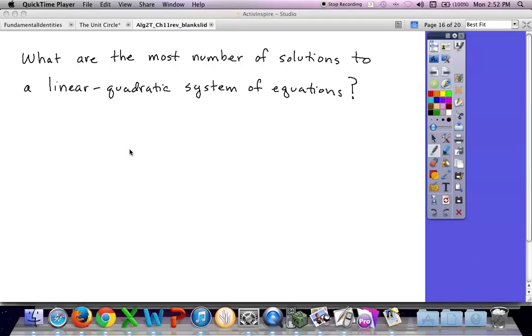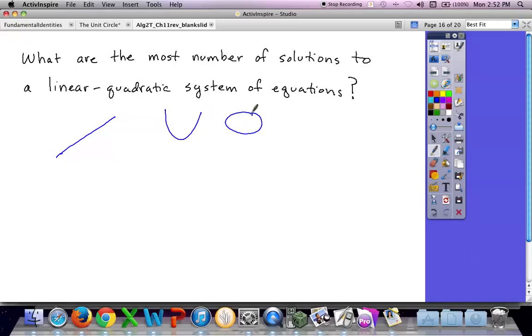Okay, what are the most number of solutions that you could imagine for a linear quadratic system? Meaning, the linear means the shape is a line. The quadratic means the shape could be a parabola, circle, or ellipse, or it could even be a hyperbola, which is the inverse variation. 2 is the most. It could be 1. It could be 0. Can't be more than 2.